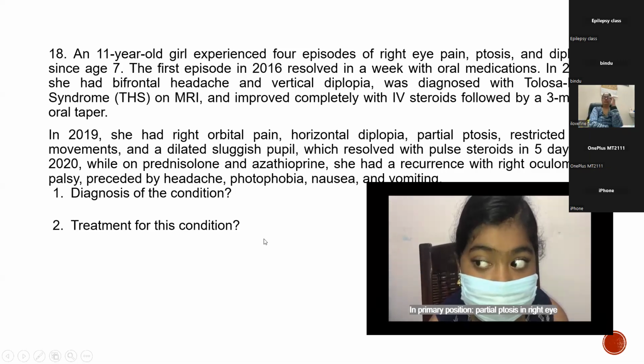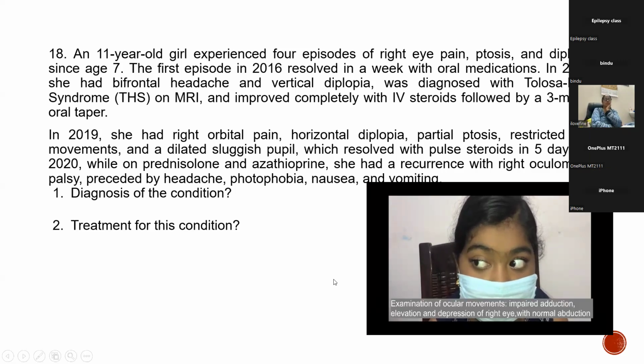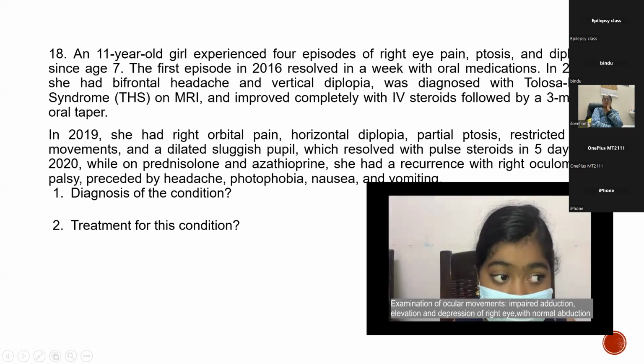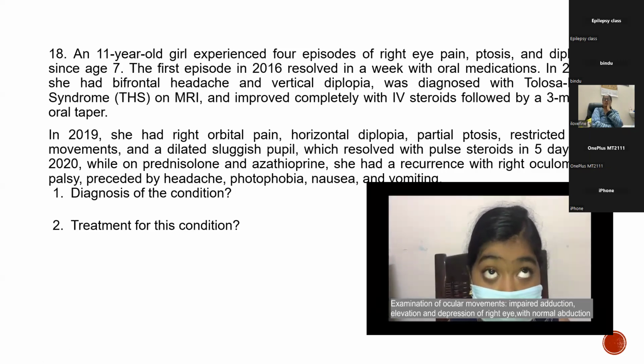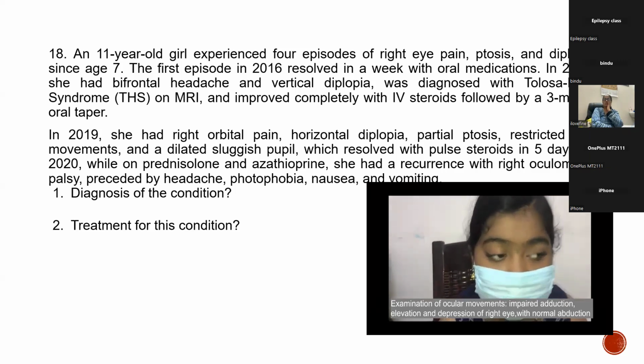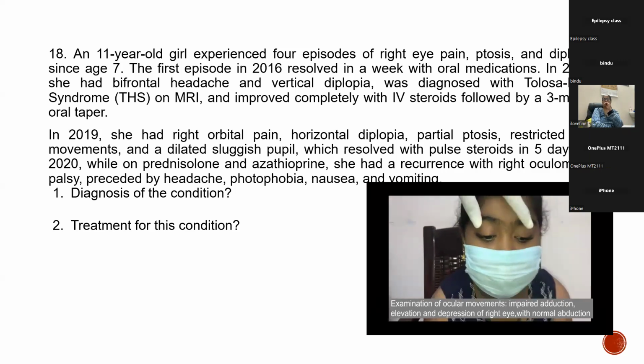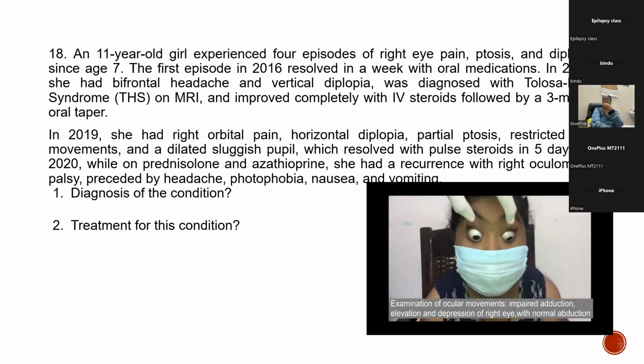This is the video of the child, which is showing a right eye ptosis and impaired adduction, elevation and depression of the right eye with normal abduction. Diagnosis of this condition and treatment of this condition.